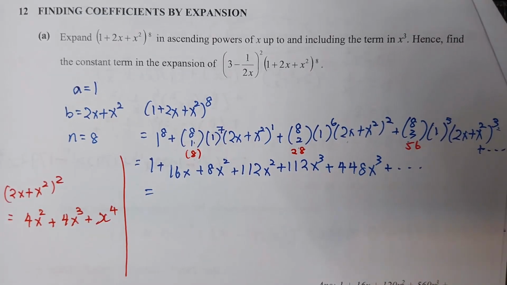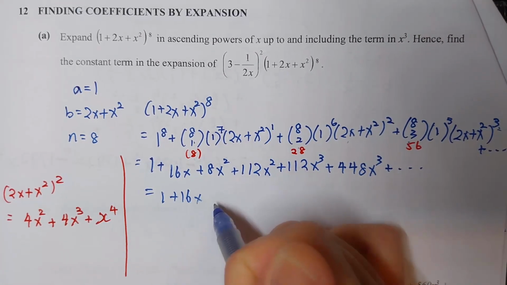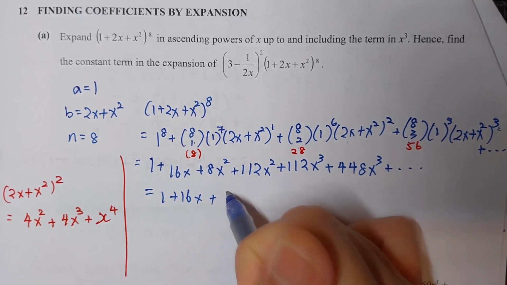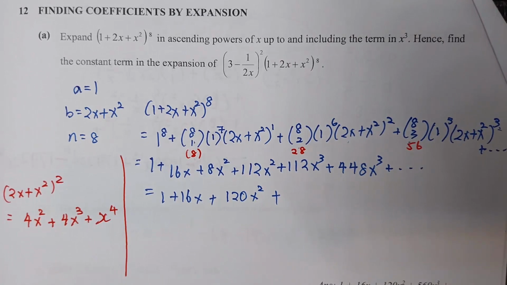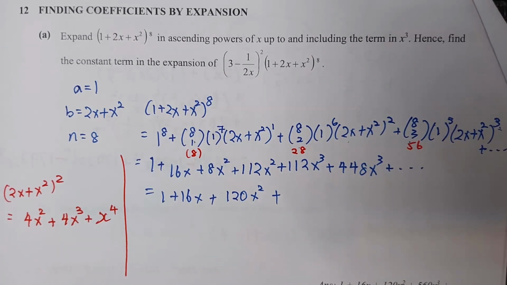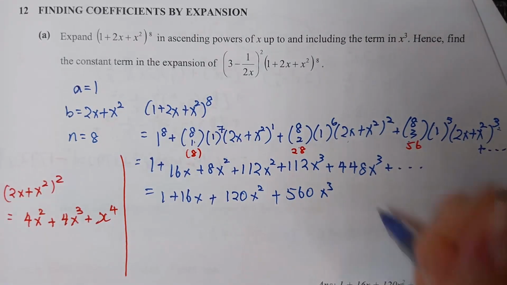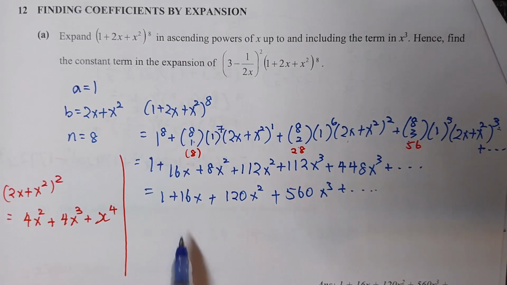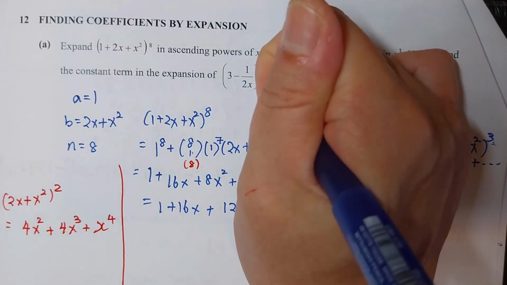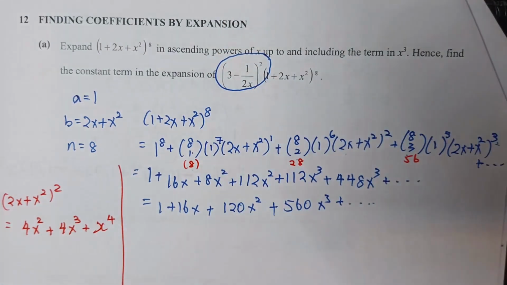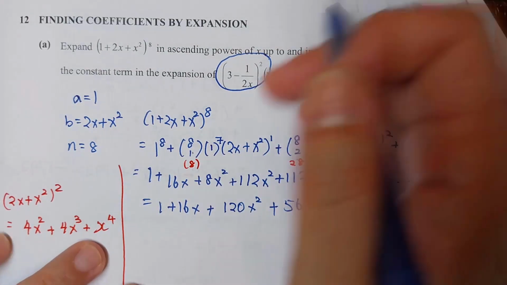Simplifying all the terms, we have 1 plus 16x plus 120x² plus 112 plus 448, we will get 560x³, plus and so on. Now, since we already finished expanding it, we need to multiply by this term here to find the constant. One easy way is just simply to expand it.